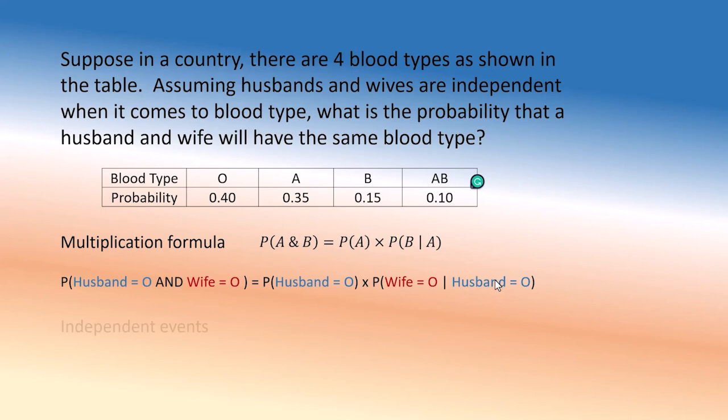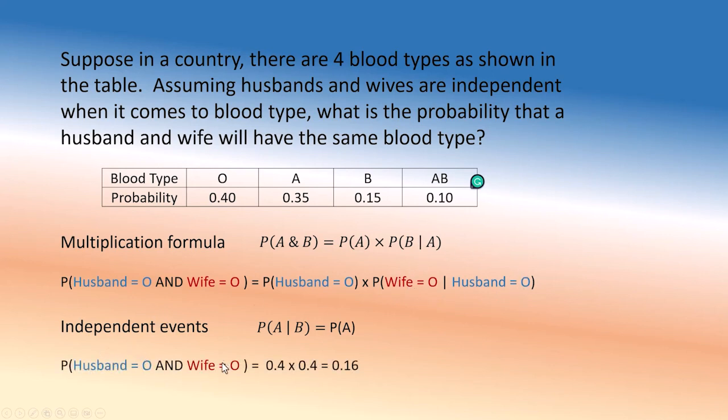But now that we have independence, that basically means the given part doesn't matter, which means A given B equals A. That means B doesn't really matter, which means husband being O or A or B will not change the wife's probability of being O. So we can simply now do it. Husband O and wife O equal to husband O times wife O, because this is the same thing as wife O, because husband will not impact the wife's probability. And that's our husband O and wife O equal to 0.4 times 0.4 is 0.16. And we are done.